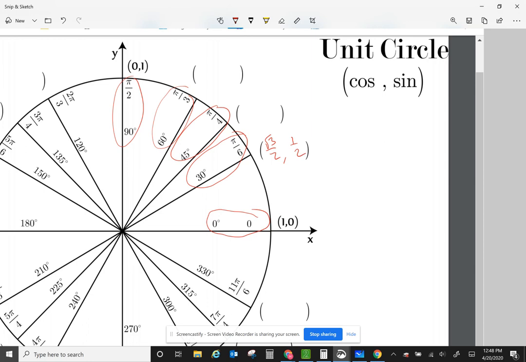At 45 degrees, or pi over 4, I had radical 2 over 2 for each. For pi over 3, or 60 degrees, I had 1/2 for cosine, and radical 3 over 2 for sine. And then for 90 degrees, I got 0, 1.